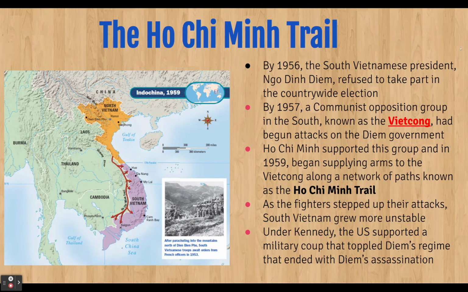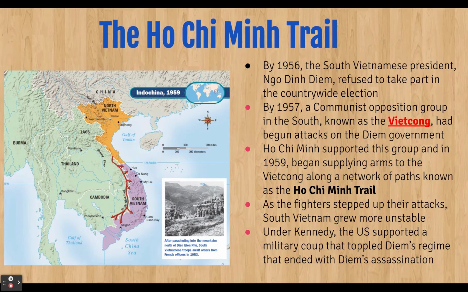The Ho Chi Minh Trail. By 1956, the South Vietnamese president Ngo Dinh Diem refused to take part in the countrywide election. He was very unpopular in the South. He favored the Catholic population in the South over the Buddhist population. People felt that he promoted family members, people unqualified, so just felt that his whole administration was very, very corrupt, and so he did not get the support of the people.